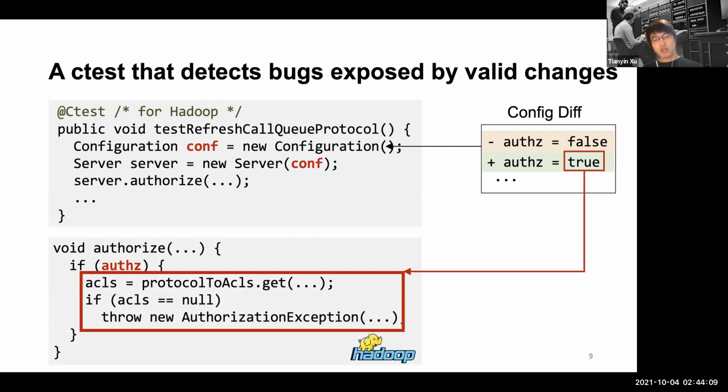And in this example, this piece of code has a bug. If we change this configuration, the production Hadoop will fail its authorization service, and no client can pass any authorization. It's a very serious issue, and this is a real failure example. If we run this C-test against this config change, we can detect the problem and prevent this bad config from being rolled to production.